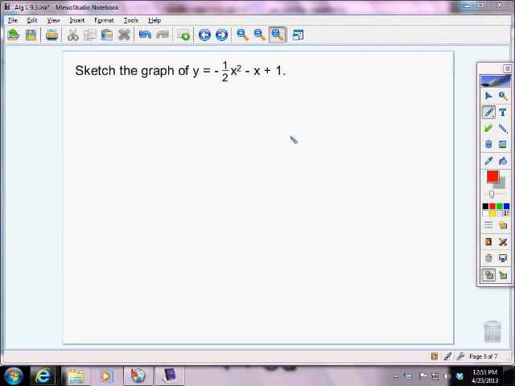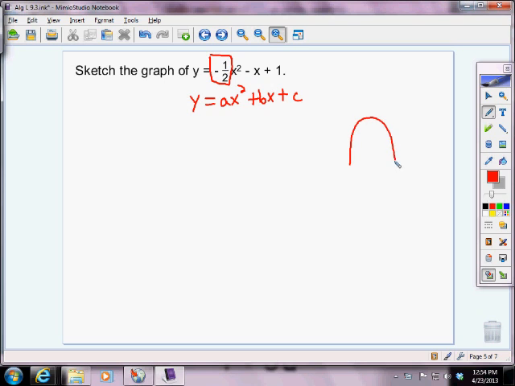Let's take a look at another example of how we can sketch a graph of a quadratic function. This one says sketch the graph of y equals negative 1/2 x squared minus x plus 1. Keeping in mind, this is y equals ax squared plus bx plus c. Now, just looking at our leading coefficient right here, I'm expecting my graph to open down because this is negative.